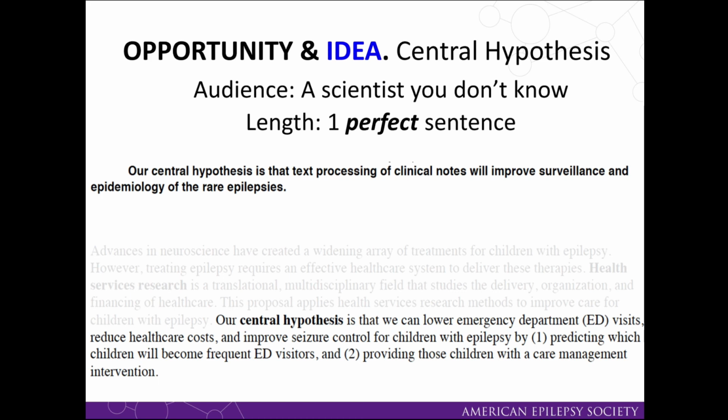The thing here is that there is an idea. The idea has to then come through. So some people call this the central hypothesis, and the audience is a scientist you don't know. Notice that it's not a neuroscientist. The central hypothesis has to be sufficiently broadly described that anybody who's got some scientific savvy will find it compelling. So here's a grant where we said our central hypothesis is that text processing of clinical notes will improve surveillance and epidemiology of the rare epilepsies.